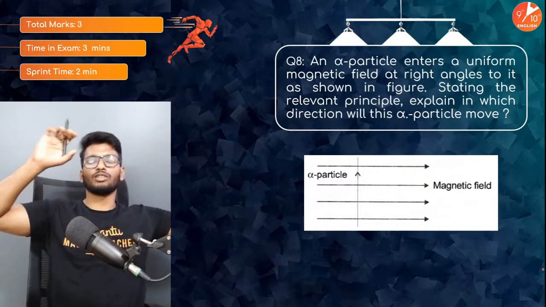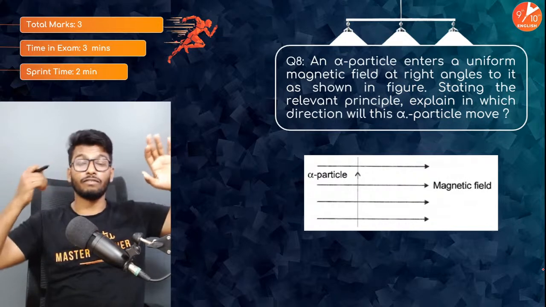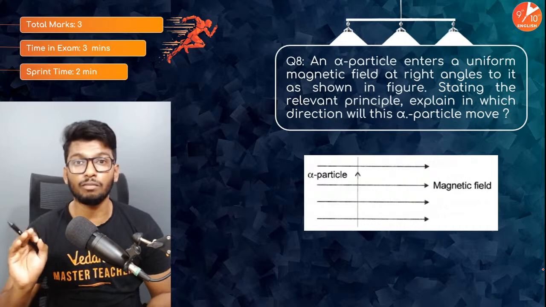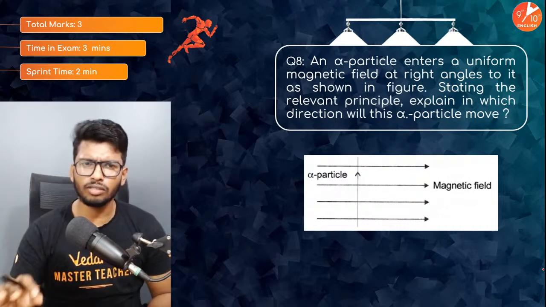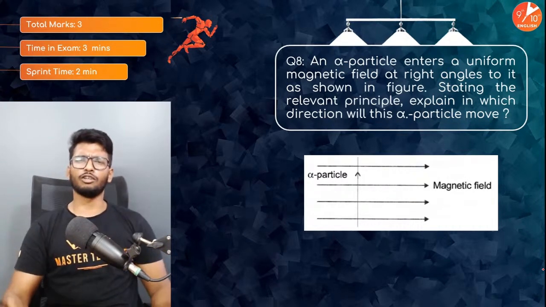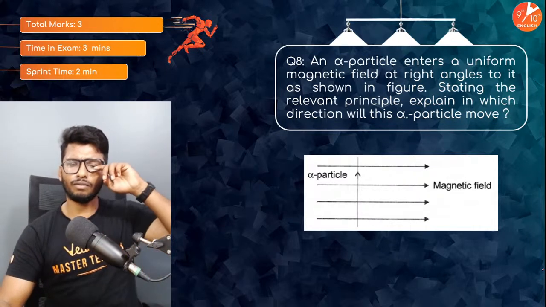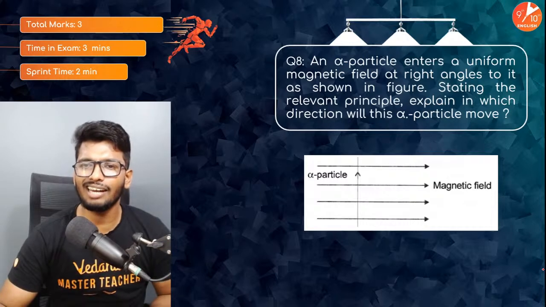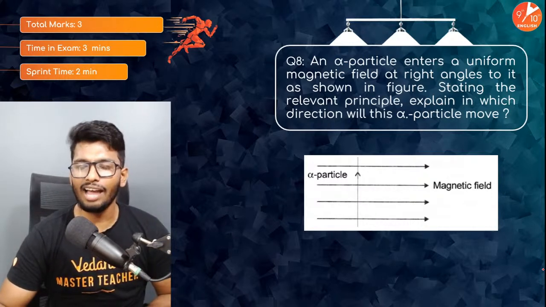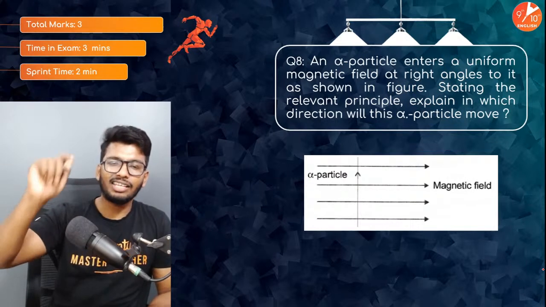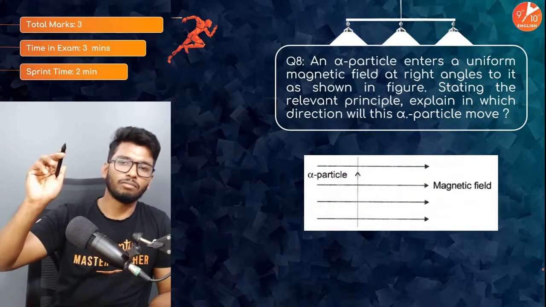Okay, let's go on to the 8th question, guys. Now this again is a very important one, because this type of question can definitely come in your boards. It's a 3-mark question, 3 minutes time in your exams. Let's try to do it in less than 2. The question is, an alpha particle enters a uniform magnetic field at right angles to it as shown in the figure. Stating the relevant principle, explain in which direction the alpha particle will move.